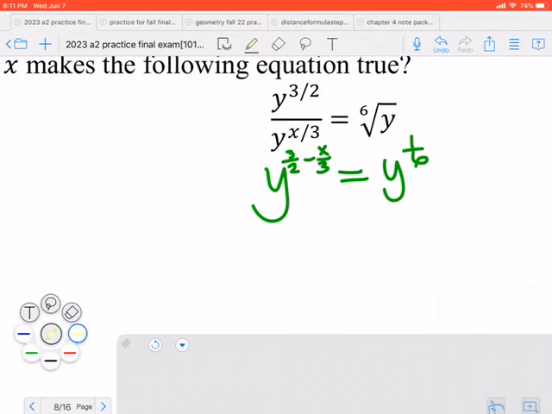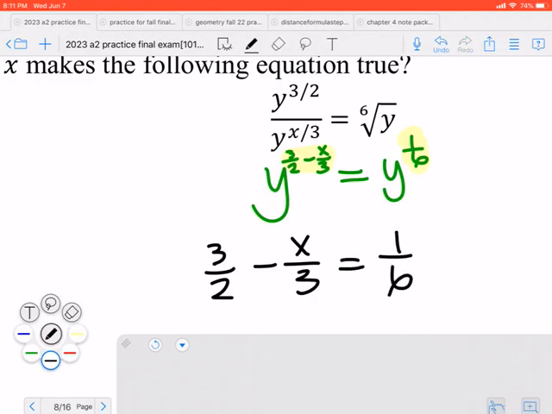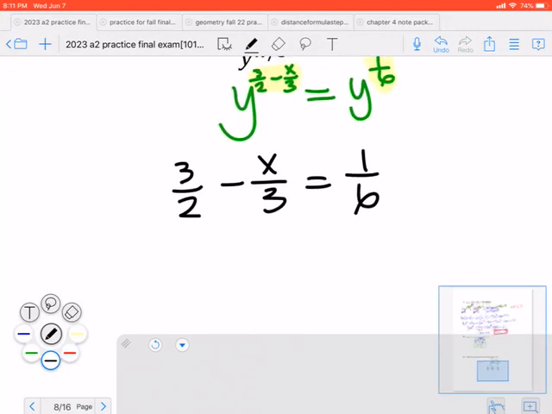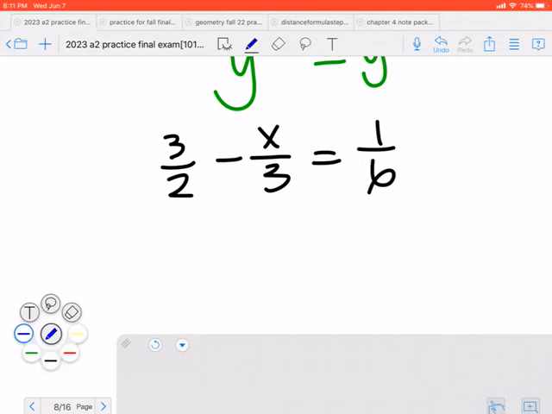I got a y on each side, y to some power, and so that means the powers can be set equal to each other. So 3/2 minus x over 3 equals 1 over 6. We've got ourselves a little rational equation again. So the LCD for 2, 3, and 6 is 6. So I'm going to go through and distribute through, multiply each of these by 6. I guess I didn't really need to put it over 1, but whatever.